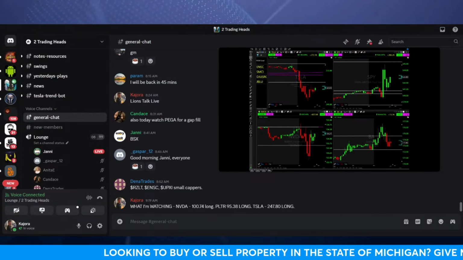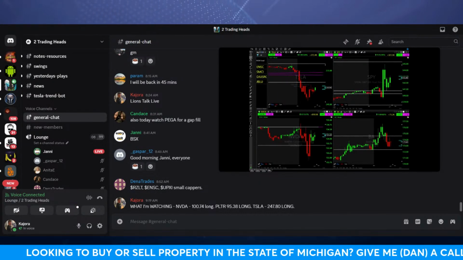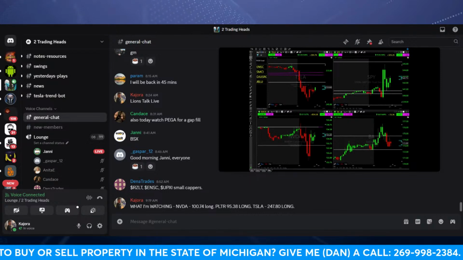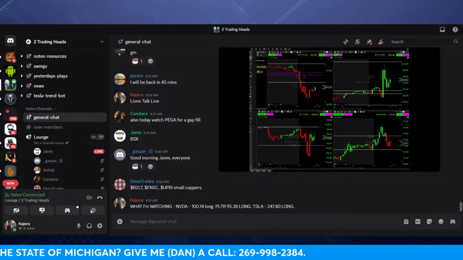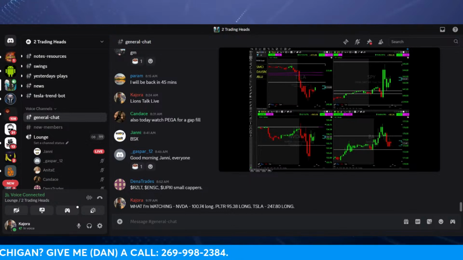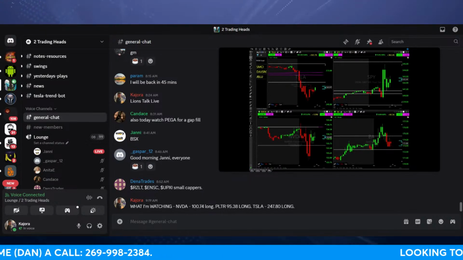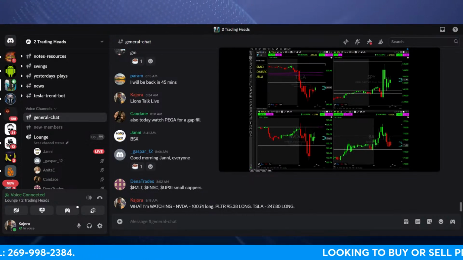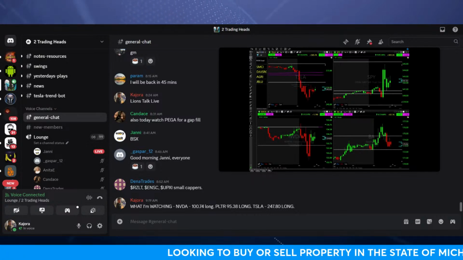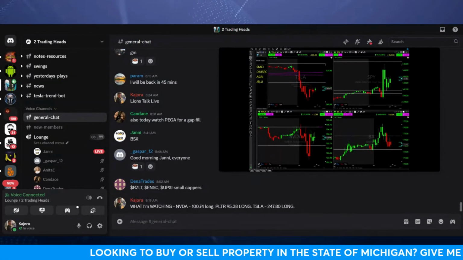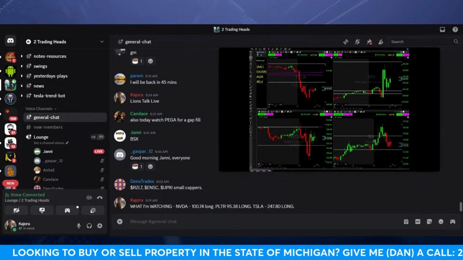Nice push on APP coming up to the next resistance. Nice resistance coming up on PLTR. BA still holding that support line we want to break.